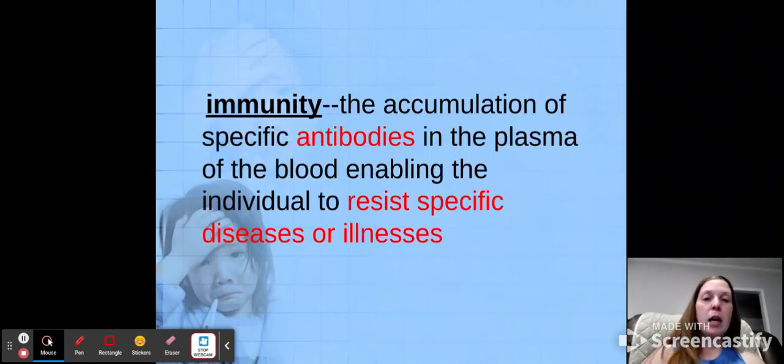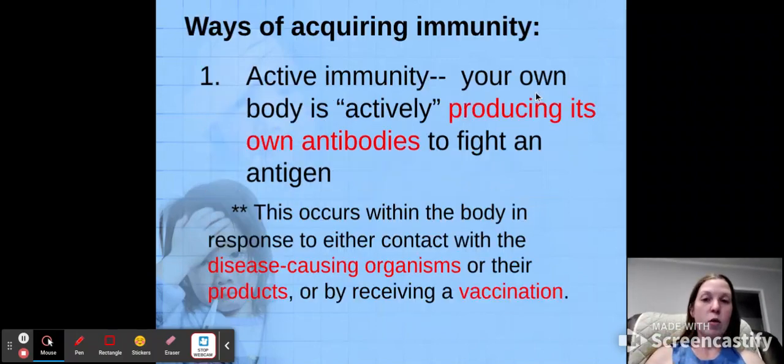So immunity is the accumulation of specific antibodies in the plasma of the blood, enabling an individual to resist specific diseases or illnesses. And there are ways to acquire immunity. So the first one is active immunity. So your own body is actively producing its own antibodies to fight an antigen.